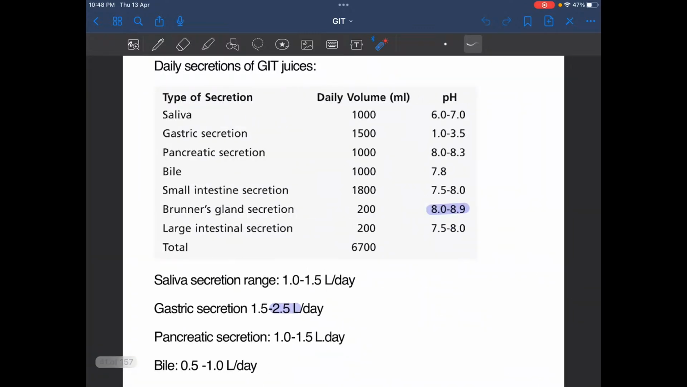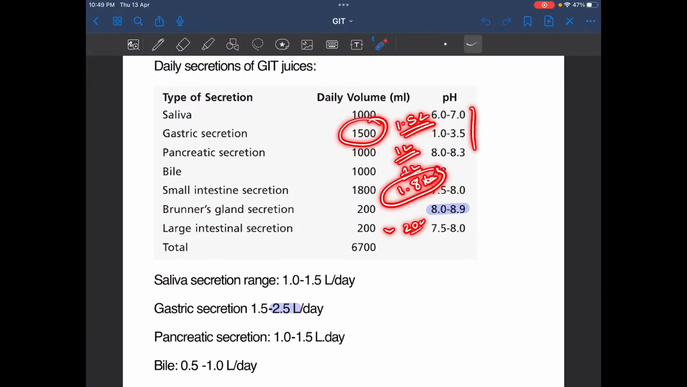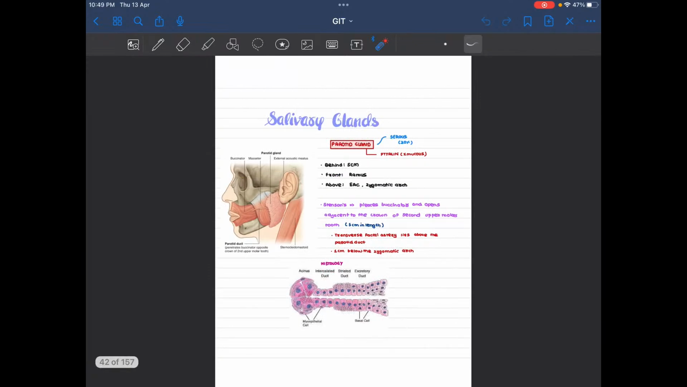So now we're going to talk about the secretions of the GIT. Just see at a glance, the saliva that we secrete is about 800 ml. Sometimes we call it 1000 ml. Gastric secretion contributes about 1.5 liters. Pancreatic secretion is again 1 liter. Bile is 1 liter. Small intestinal secretion, very important MCQ, is 1.8 liters, 1800 ml. And the large intestinal secretion is 200 ml. So the total amount of secretion that we have is 6700 ml per day. These are the ones which I want you to remember, along with their pH as well.